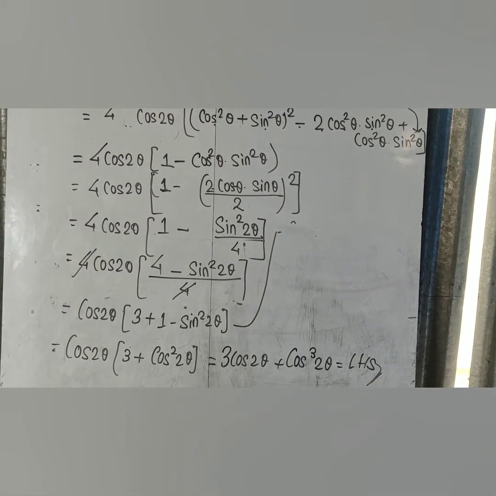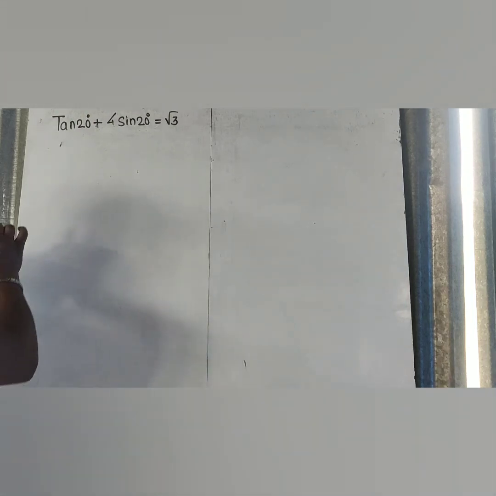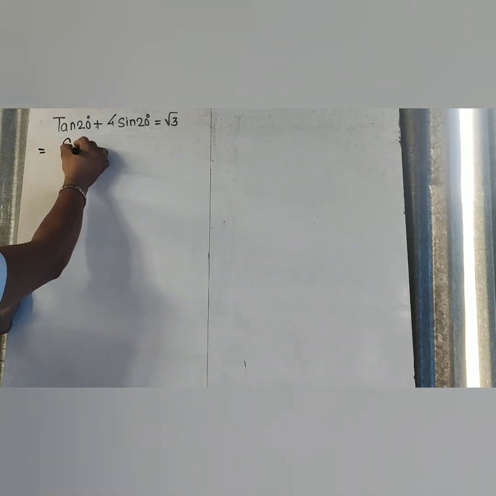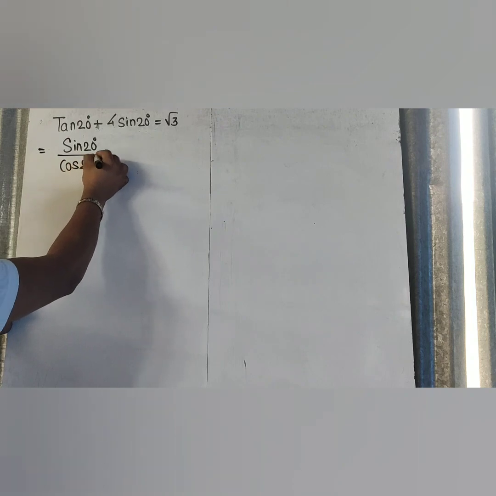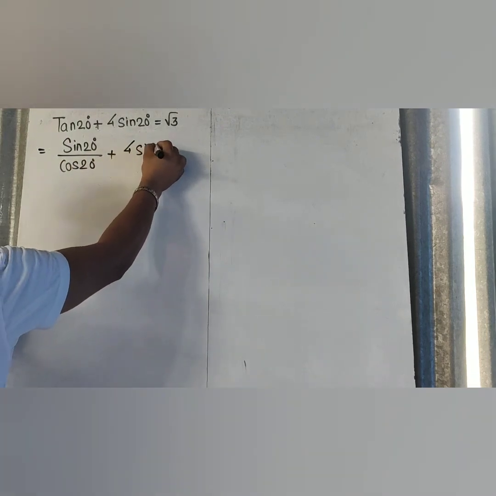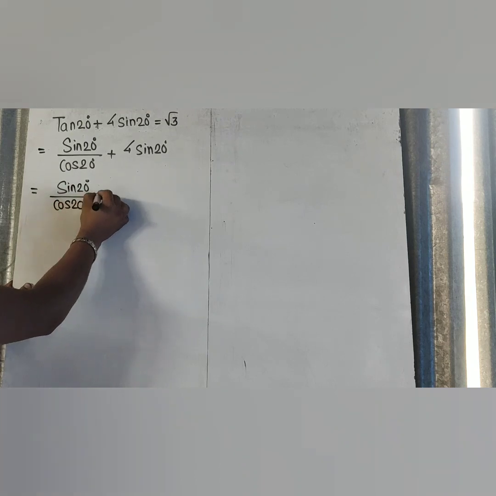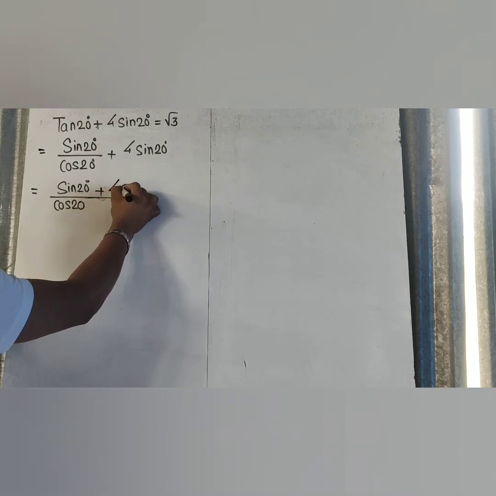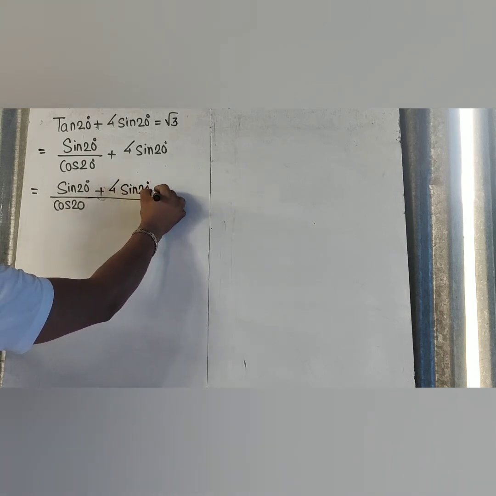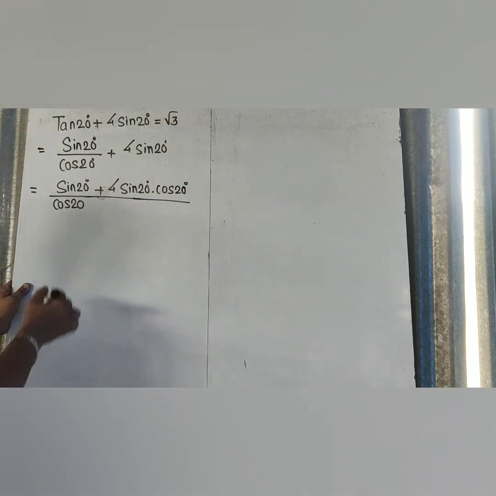Okay. I'm solving this problem from LHS. So you have tan 20 here. So this can be written as sin 20 by cos 20 plus 4 sin 20. We take LCM. Sin 20 by cos 20. So after taking LCM, we get here 4 sin 20 and cos 20. So we got this after taking LCM and simplifying the terms.